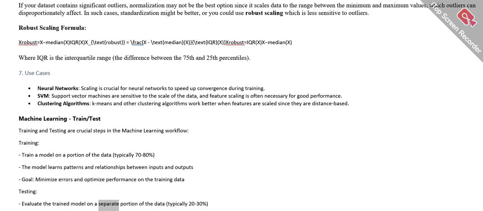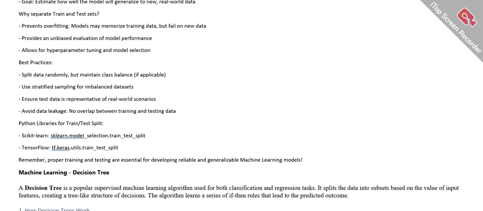Testing: evaluate the trained model on a separate portion of the data, typically 20 to 30%. Measure the model's performance on unseen data. Goal: estimate how well the model will generalize to new, real-world data.